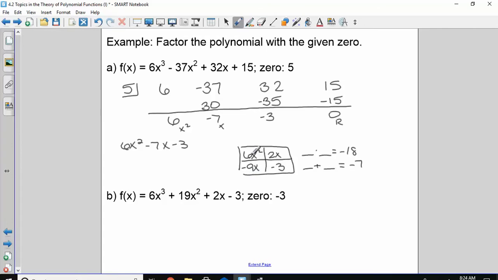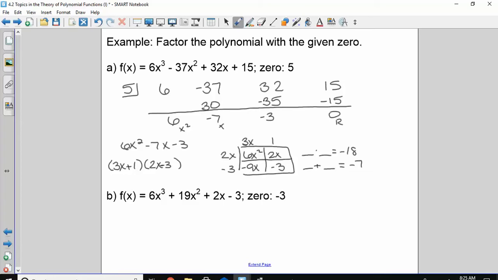So then we factor. 6x squared and negative 9x, we could pull out 2x and negative 3, 1. 6x squared and 2x, and negative 9x and negative 3. I'm almost done. I factored this quadratic. Right?